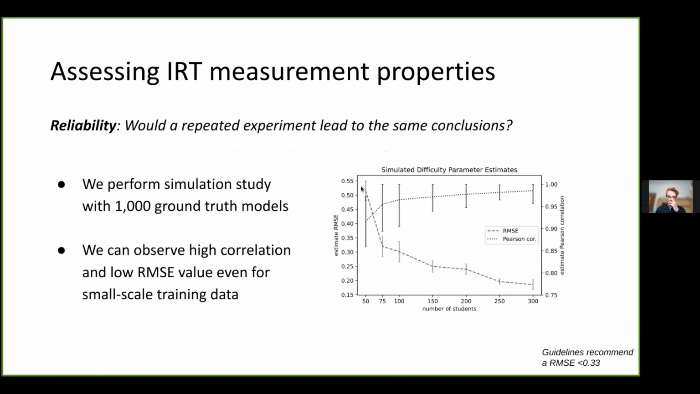In addition to validity, we consider the reliability of our model to assess whether the results are robust. In the simulation study, we test how much data is required to ensure a reliable Rasch model parameter fit. We observe small root mean square error values and high correlation values even for a small number of students, indicating that we can achieve a satisfactory model fit using small scale data, as you can see in the figure on the right-hand side.